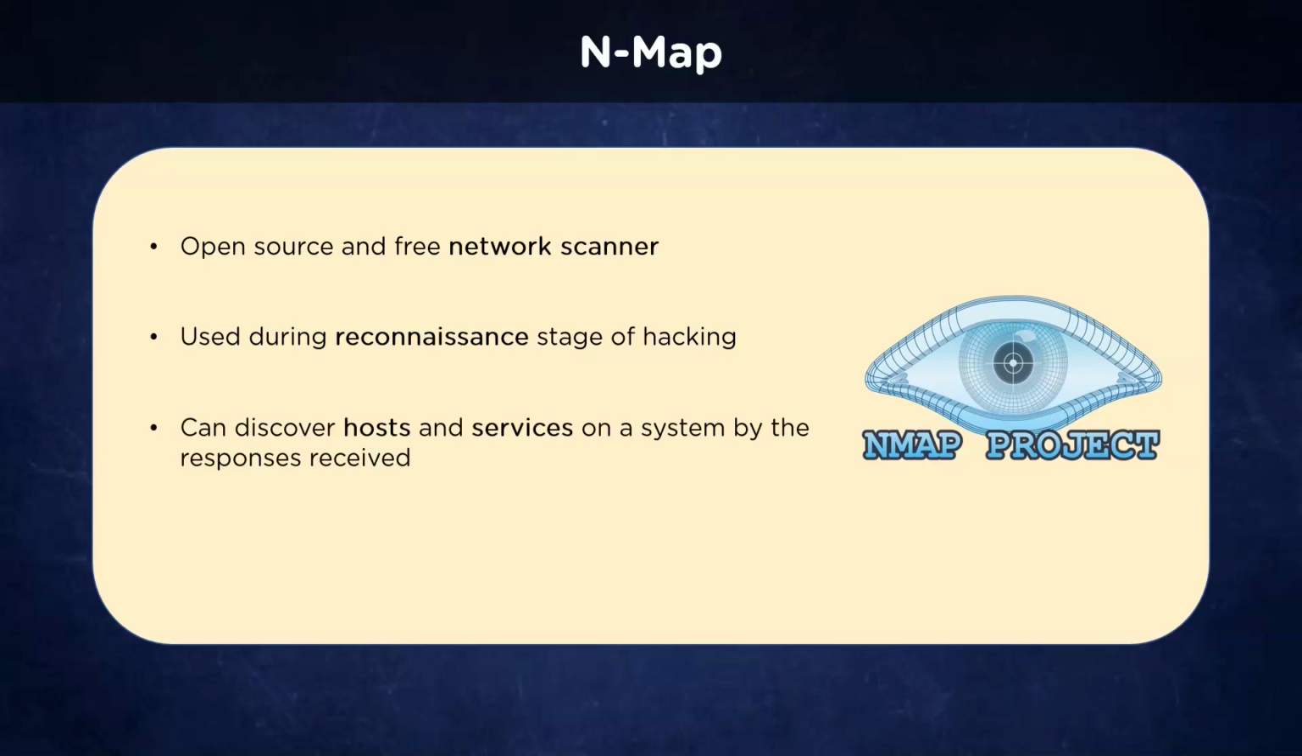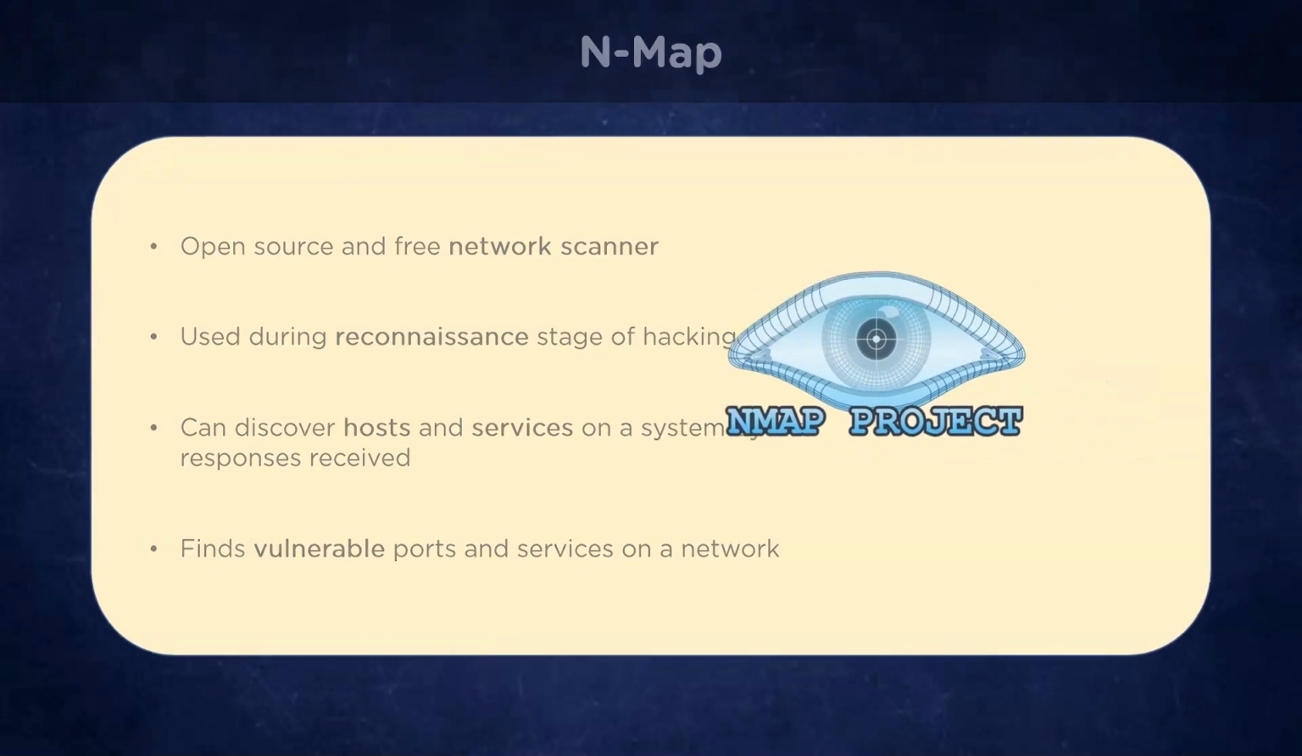Nmap uses raw IP packets in novel ways to determine what hosts are available on the network, what services these hosts are offering, what operating systems they are running and their versions, what type of packet filters and firewalls are in use, and dozens of other characteristics. It was designed to rapidly scan large networks but works fine against single hosts as well. Since every application that connects to a network needs to do so via a port, the wrong port or server configuration can open a can of worms which lead to a thorough breach of the system and ultimately a fully hacked device.